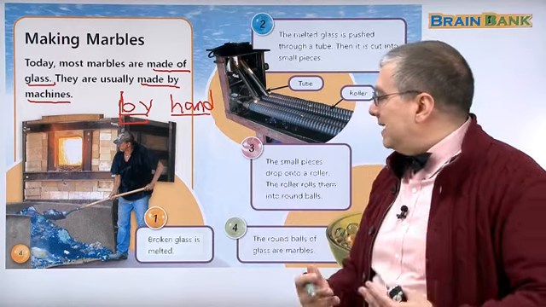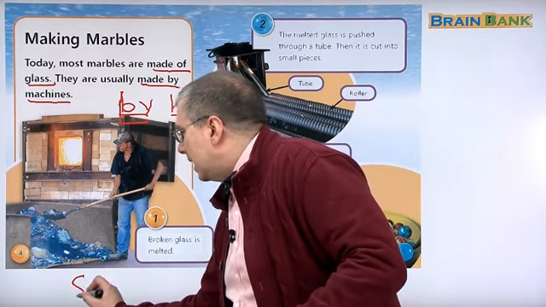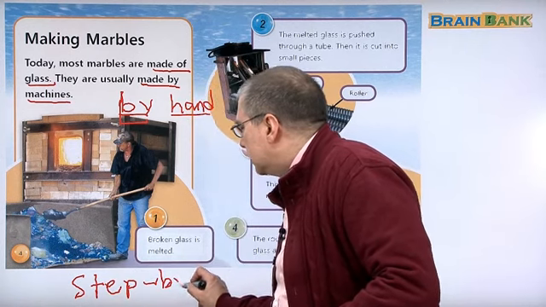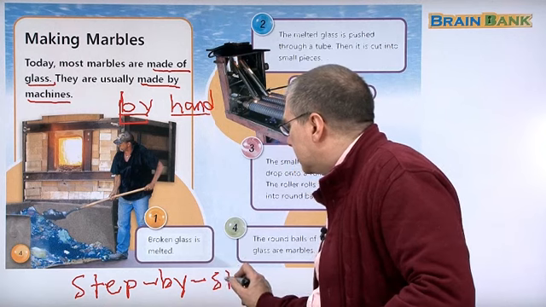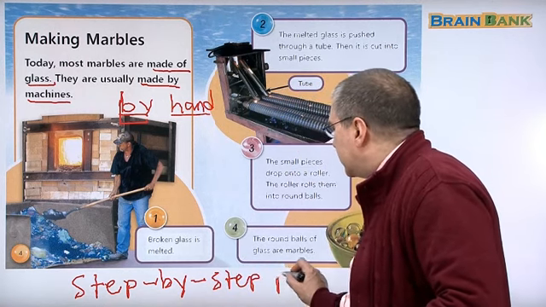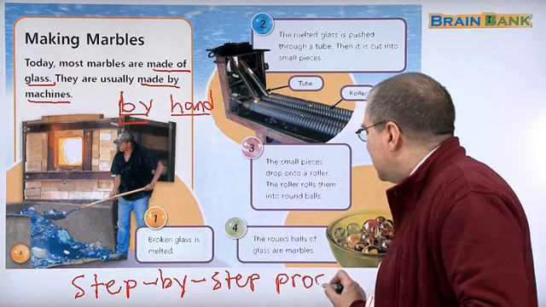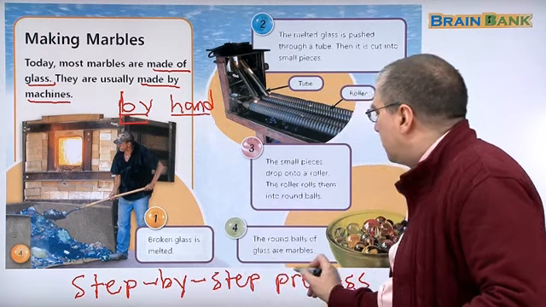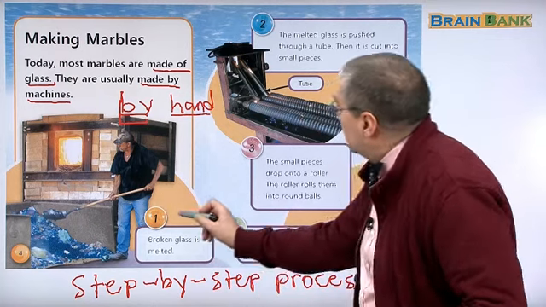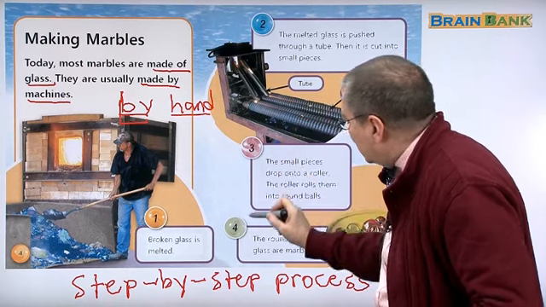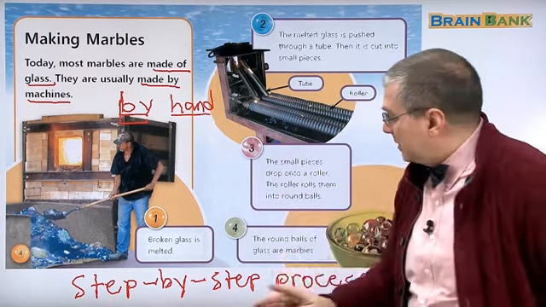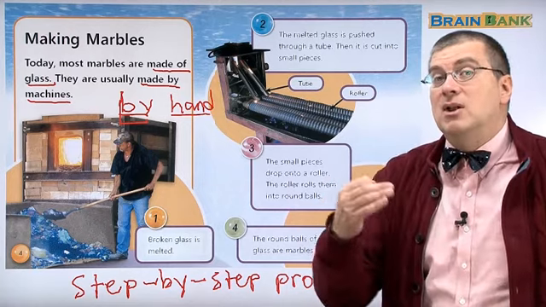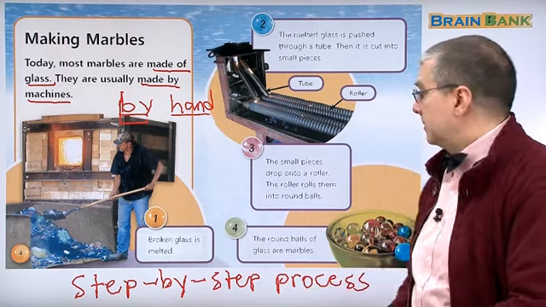It goes through a step-by-step process. P-R-O-C-E-S-S. Step-by-step process. Step 1, Step 2, Step 3, Step 4. There are 4 steps, a step-by-step process to making marbles from glass by machines.